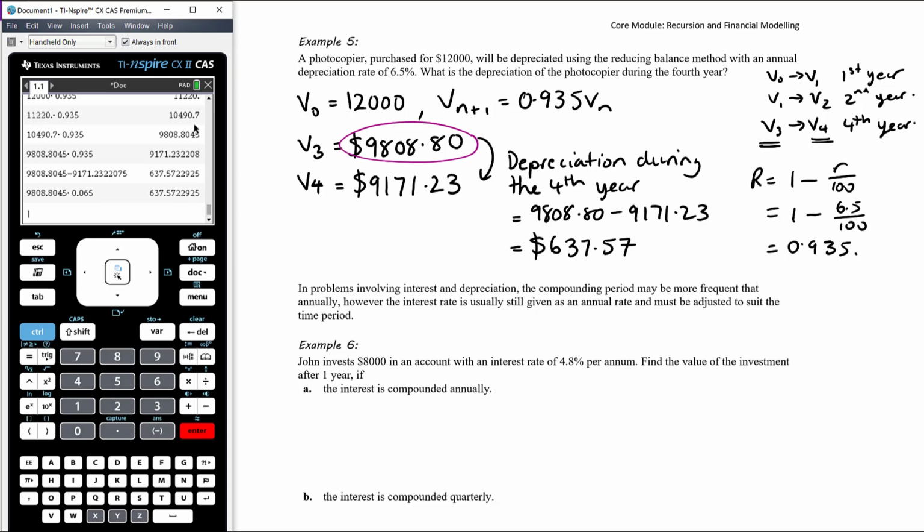But one of the challenging parts of this question is to understand that during the fourth year is going from V3 to V4, not from V4 to V5. So it's important that you're clear about what the fourth year is. Start from the beginning. The first year is going to be from V0 to V1, second year V1 to V2. You could keep counting right up to the fourth year, or you can see the pattern from that point.